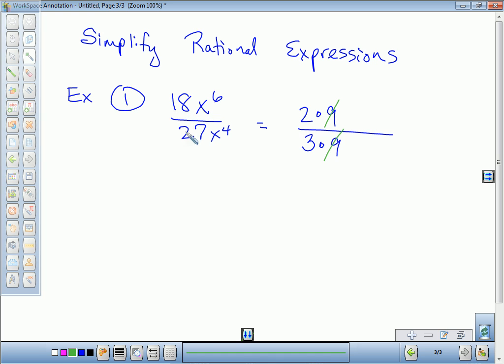Another way that you did this, probably 6th or 7th grade, is you would say, okay, what's a common factor for 18 and 27? 9. 9 goes into 18 2 times. 9 goes into 27 3 times. But do you see how you get the same thing? Both those mean the same thing.